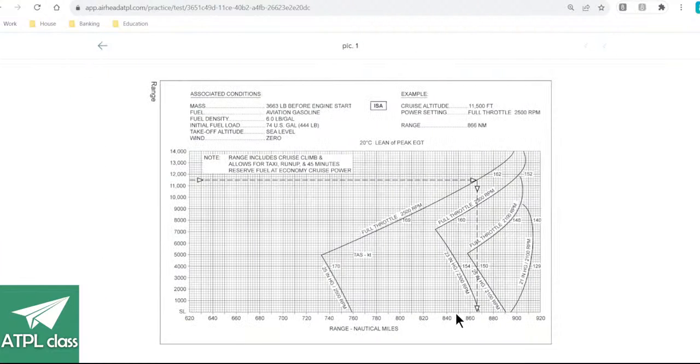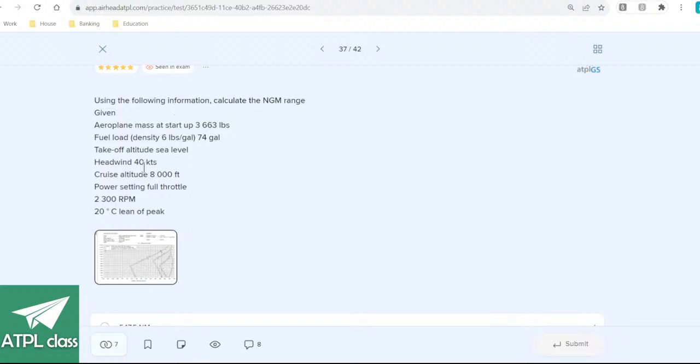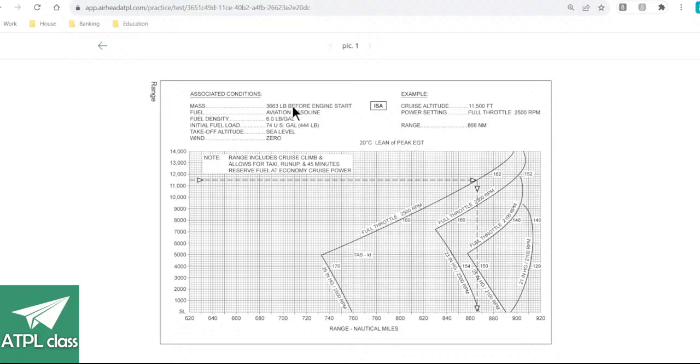Do we have CAS? Do we have a ground speed? Do we have anything to do in terms of conversions? We've got headwind. What's the conditions? Mass is this. Aviation gasoline. Wind zero. This is zero wind.